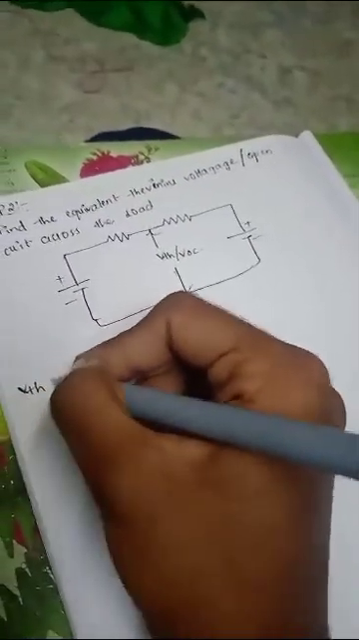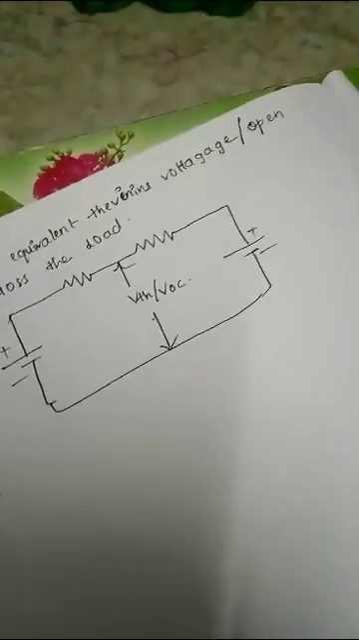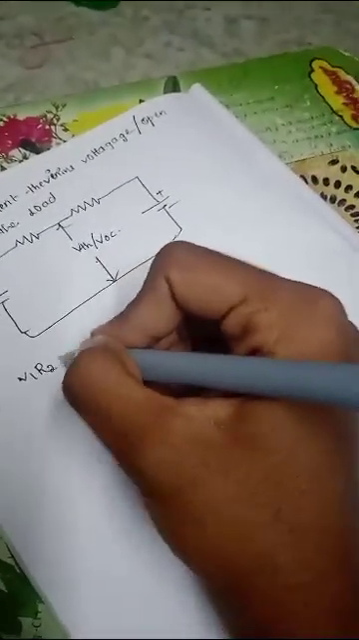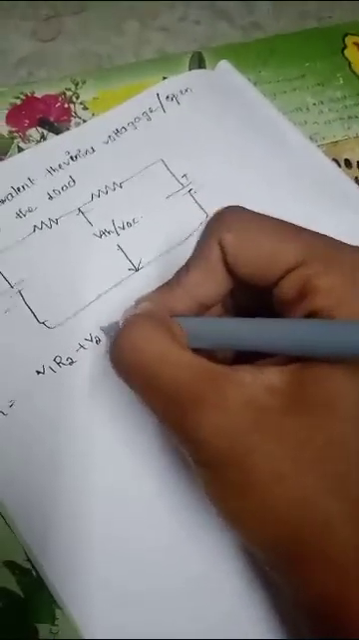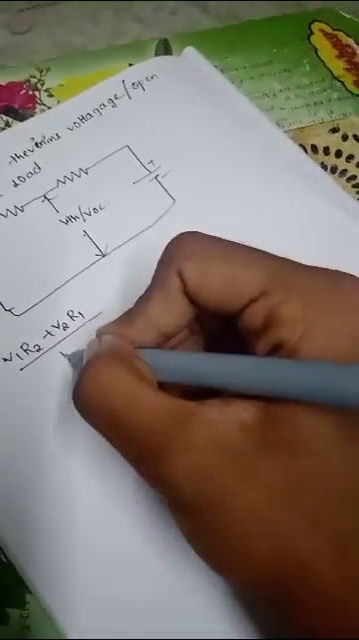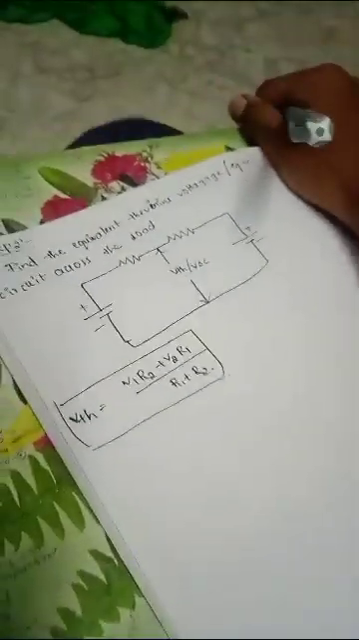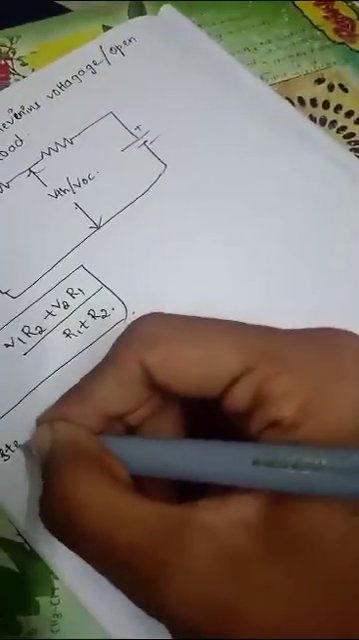How to find that? The formula for Thevenin's voltage is VTH = (V1 R2 + V2 R1) / (R1 + R2). This is the Thevenin's voltage to find out. Okay, then what is step 3?